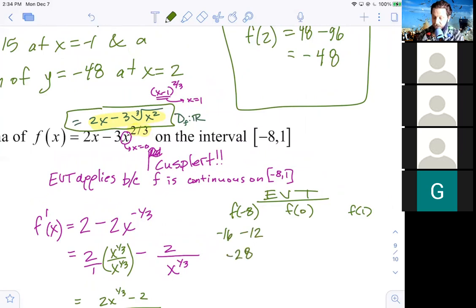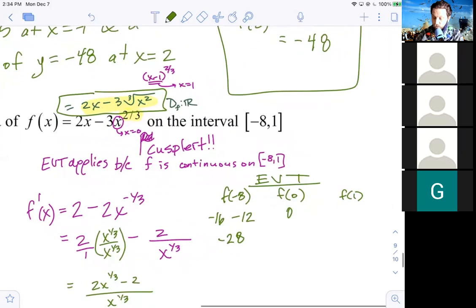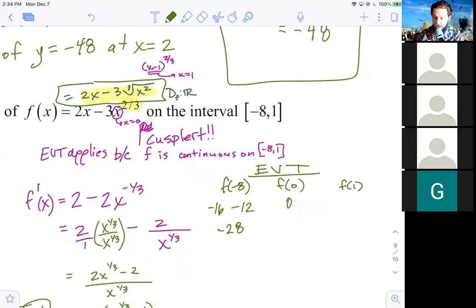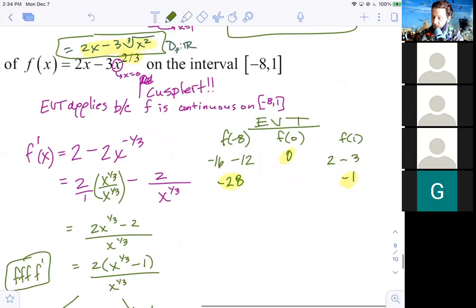Okay, f of 0, that one's easy, right? That's just 0. And then f of 1, plug in a 1 and you get 2 minus 3, which is -1. So really, now we just go to the judges. Judges, which of those is smallest? Judges, which of those is the biggest?